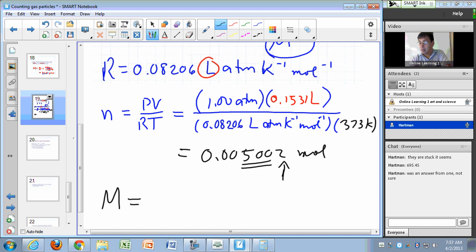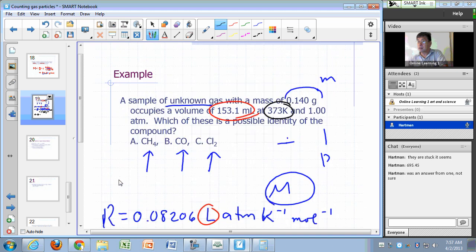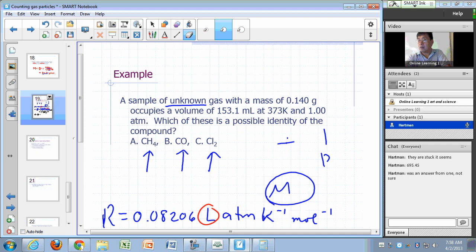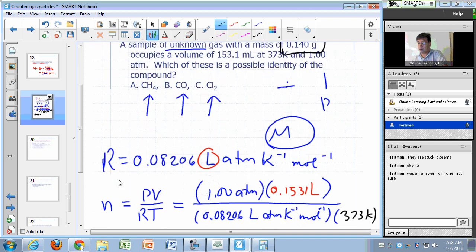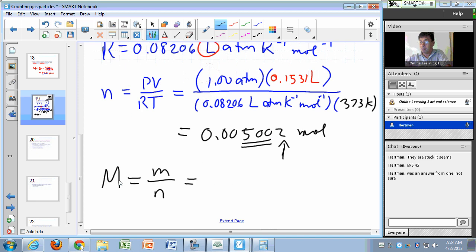Yeah, molar mass would then be mass over moles. Okay, so mass is how much? It's given as 0.140 grams right here. Okay, so 0.140 grams divided by number of moles, which is 0.005002 moles.